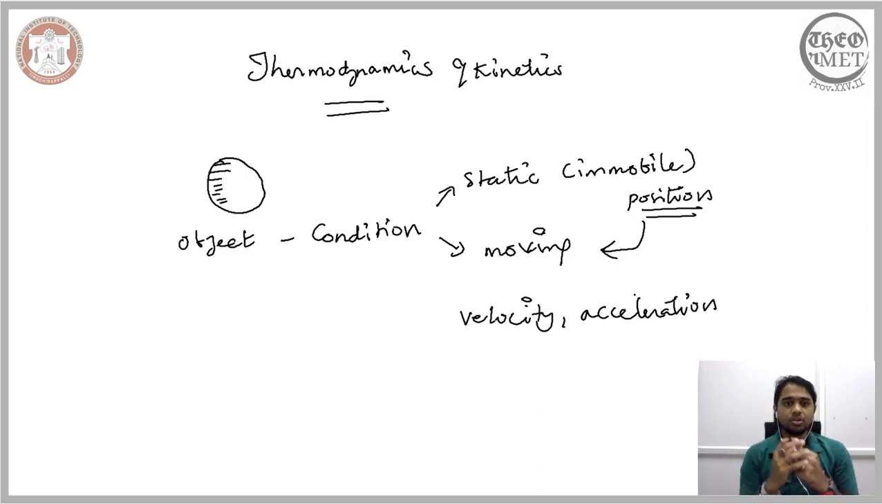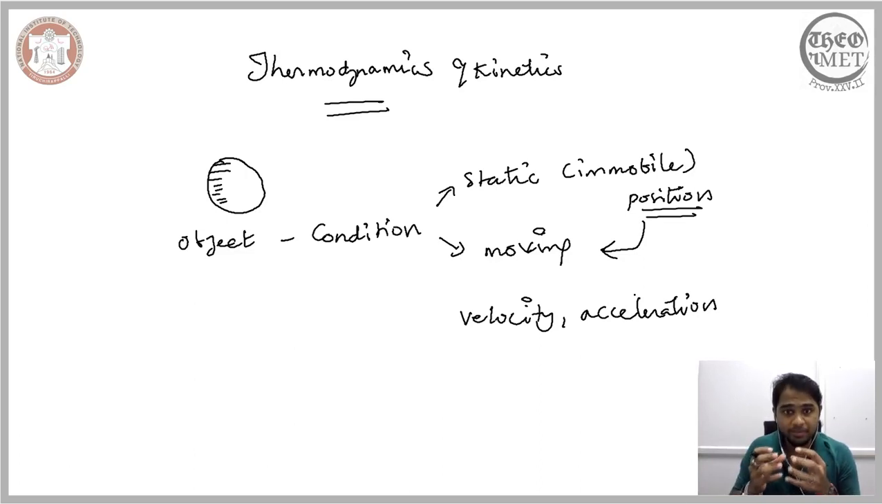So in order to describe a condition that is associated with the object, we need certain variables, and depending on the condition, the variables we use vary. When your object is in the static, immobile condition, the only variable that we need is position. We can say if the position does not change with time, then our object is static. If the object is moving, if the condition is different from static, then we need to know additional variables, and using these variables we will be able to describe this condition that is different from static.